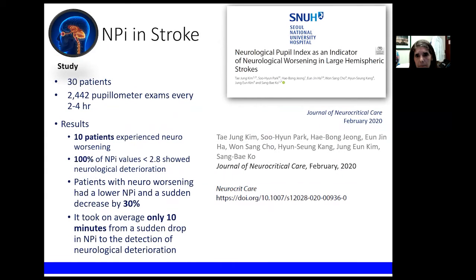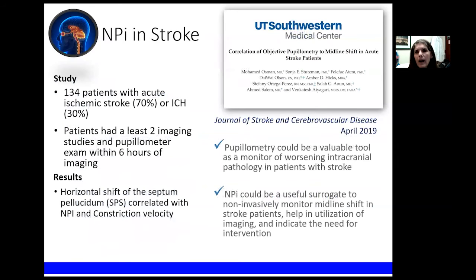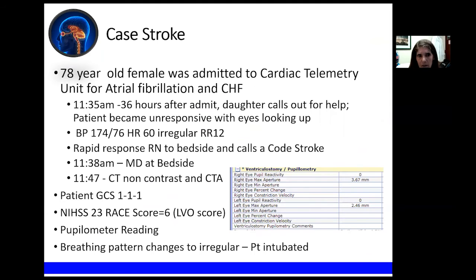This article on NPI and stroke, published in the Journal of Neurocritical Care, is from Korea. They had 10 patients who experienced neural worsening, and an NPI value less than 2.8 showed neurologic deterioration. So again, correlating NPI with worsening edema in stroke. Here's another study that looked at acute ischemic stroke and intracerebral hemorrhage, and found that the pupilometer could be a valuable tool to monitor the worsening of intracranial pathology.